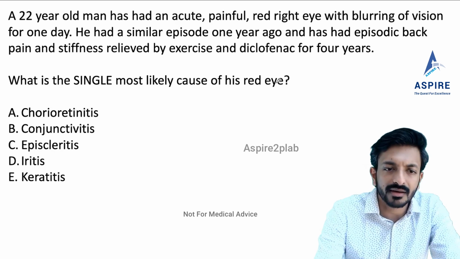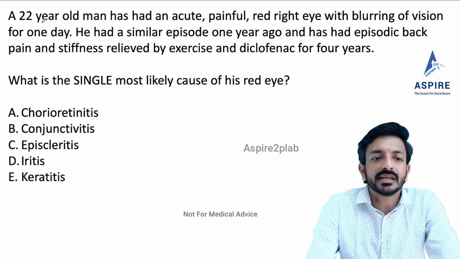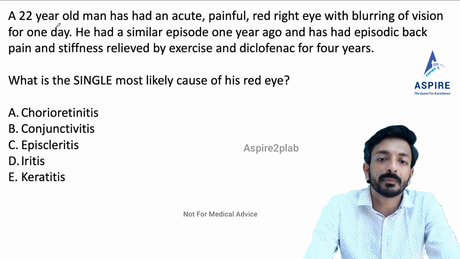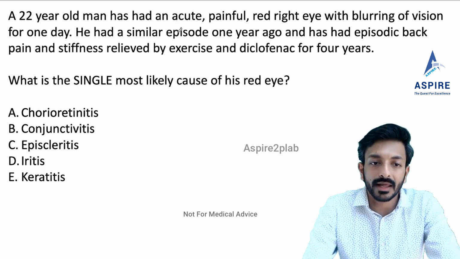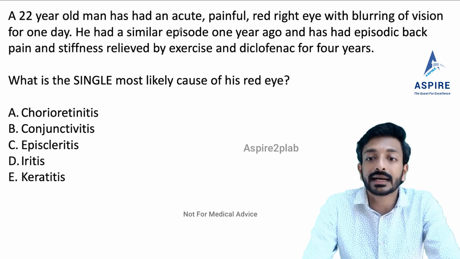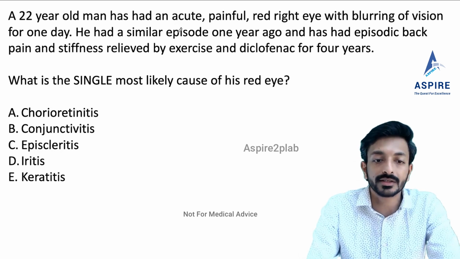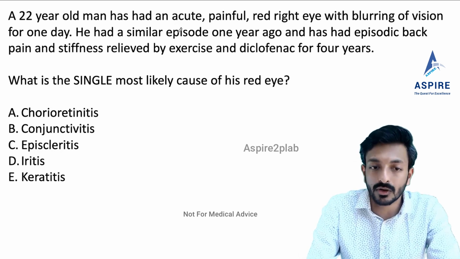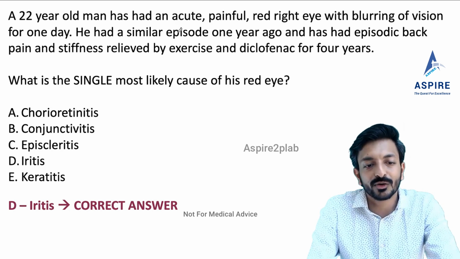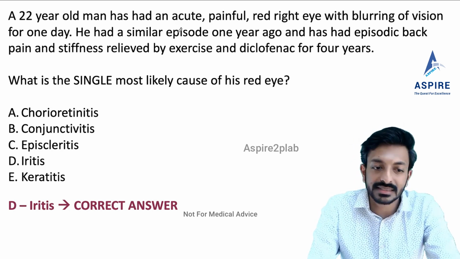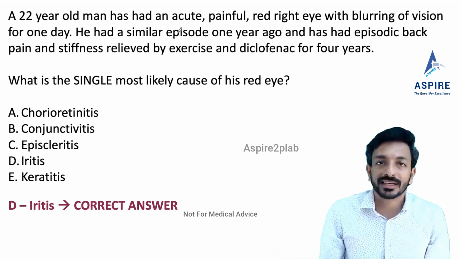So this is a PLAB1 question. That is how you're going to get it in the exam. For example, a 22-year-old man has had an acute painful right eye with blurring of vision for 1 day. He had a similar episode 1 year ago and has had episodic back pain and stiffness relieved by exercise and diclofenac for 4 years. What is the single most likely cause of his red eye? Right, so that's the question. They have given us A, chorioretinitis, B, conjunctivitis, C, episcleritis, D, iritis, E, keratitis. That kind of question is what you are going to get in the exam, right?